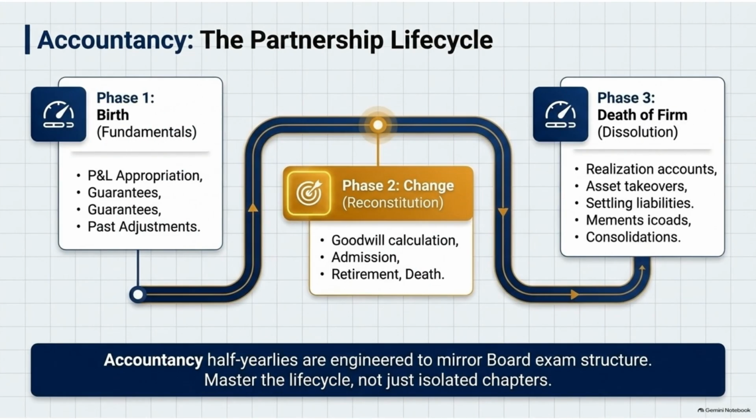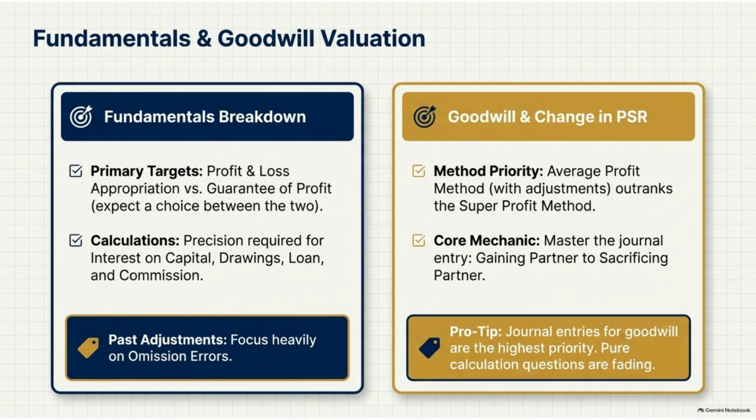Accountancy is best approached by understanding the full partnership lifecycle: birth, change, and death of a firm. These phases cover everything from fundamentals to dissolution, so aim to master the cycle rather than isolated chapters. When studying fundamentals and goodwill, focus on profit and loss appropriation, interest calculations, and past adjustments. For goodwill and profit-sharing ratios, prioritize journal entries over pure calculations, as modern exams increasingly favor them.